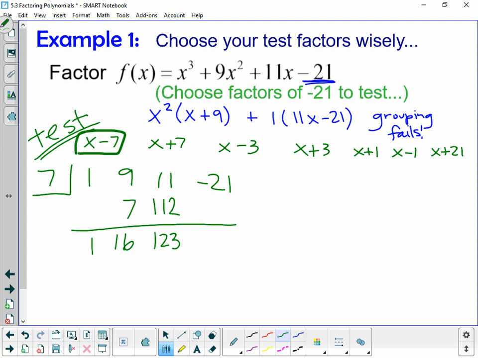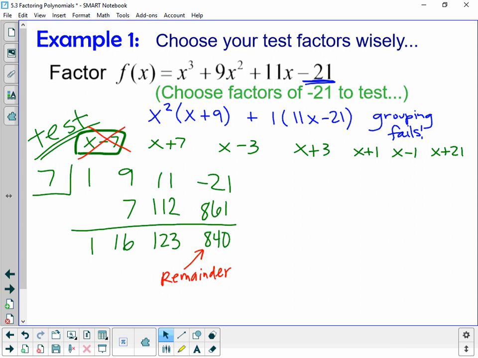123 times 7 is 861. And if we add that column up, we get 840. And that tells me, this remainder tells me that I did not find a factor. X minus 7 did not work. Well, x minus 7 didn't work. Let's test x plus 7.